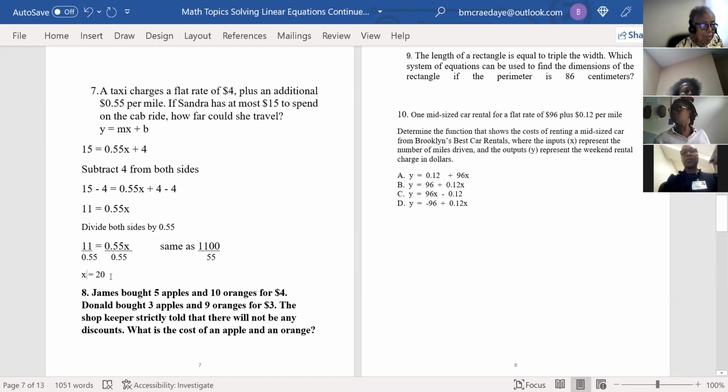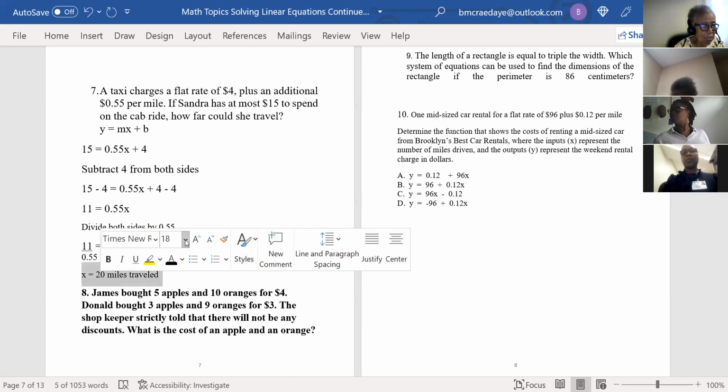So 20 is miles traveled. So for $15 at 55 cents per mile and a flat rate of $4, Sandra can travel 20 miles. Questions?